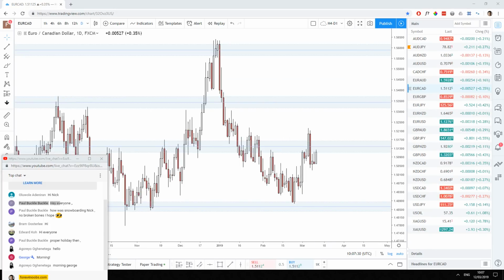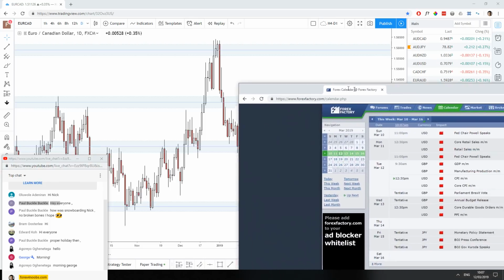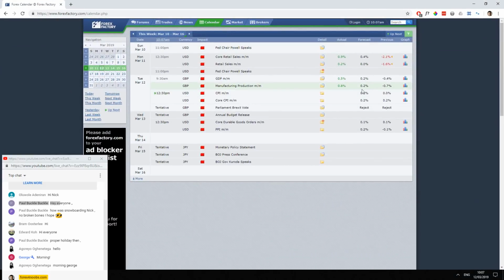Oh, by the way, guys, I totally blanked on this. I should have probably mentioned this at the start of the analysis. Today, we have the Brexit vote. Now, it's very, very likely that it's going to be rejected. But you never know. Could be accepted. Long shot. But if it is, the markets are going to go absolutely crazy.